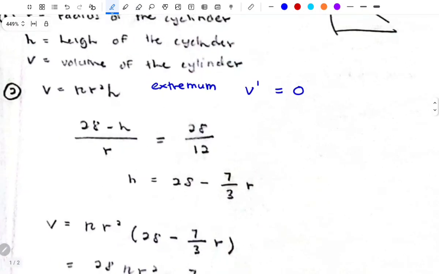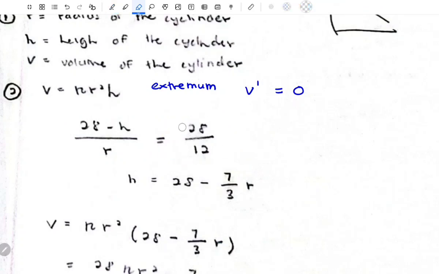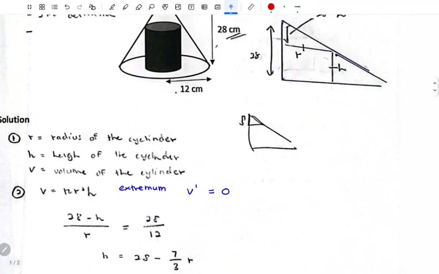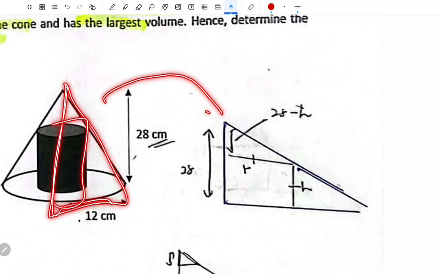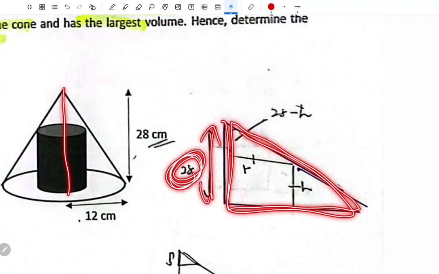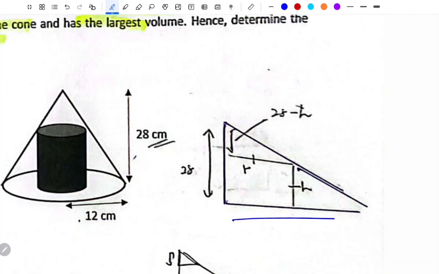But how do I get this one? Here you can see 28 minus h over r equals 28 over 12. So where do I get this from? It is coming from this. Okay, so look here. I have extracted this, as I mentioned previously, into this form. So this one is the 28 centimeter height of this triangle, which is coming from this 28. And this one is 12. I did not write it here, but it's supposed to be 12.